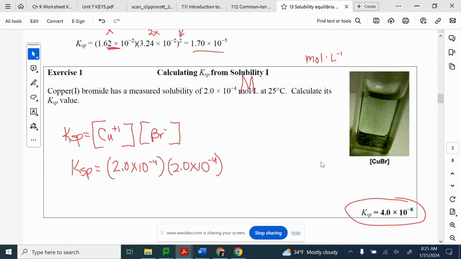The molarity of the copper bromide is the same as the molarity of the copper and the bromine because they're in a 1-to-1 ratio. So for every whole thing you have here, you have one of each part. So if this is your copper, this is your bromine. So the concentration of the whole is going to be the same as the concentration of each part since it's in a 1-to-1 ratio. That makes sense?